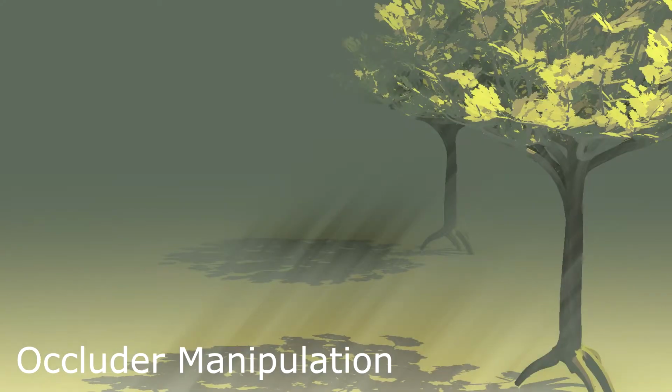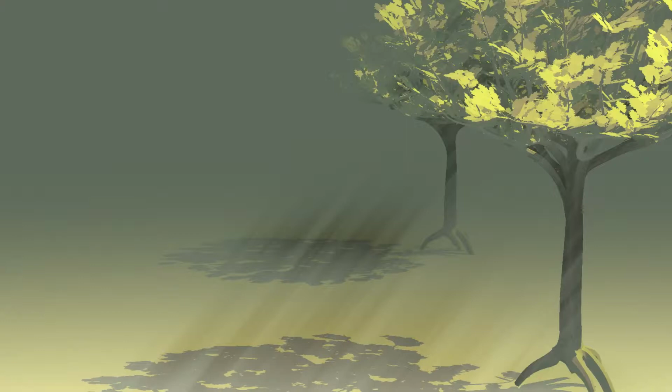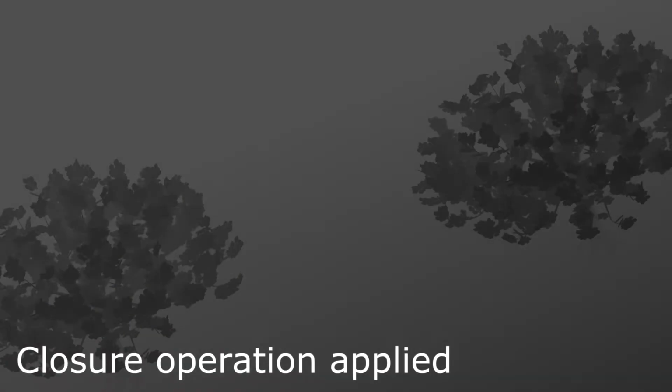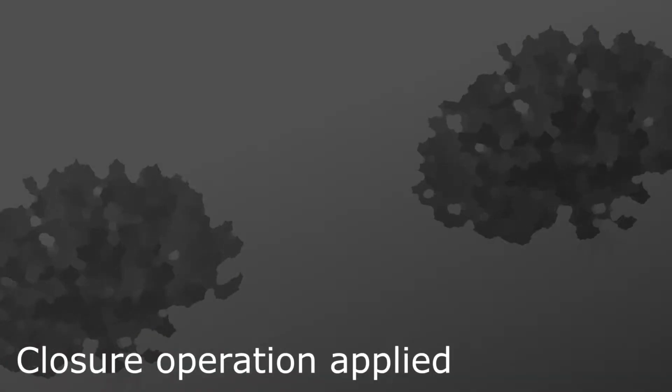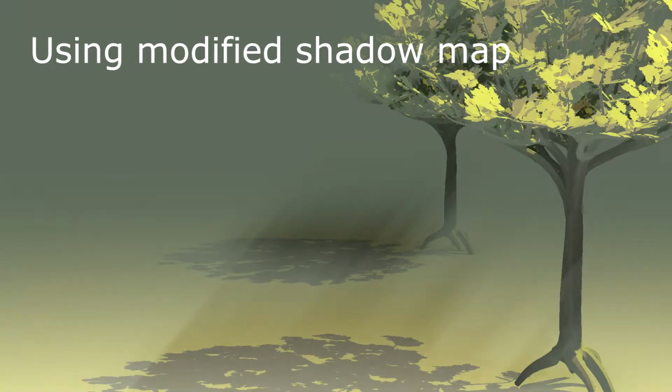In some cases, the user may want a more simplified appearance of the light shafts. To do this, we apply a hole filling process on the shadow map. This is done by a closure operation and effectively decreases the complexity of the scattering effect.